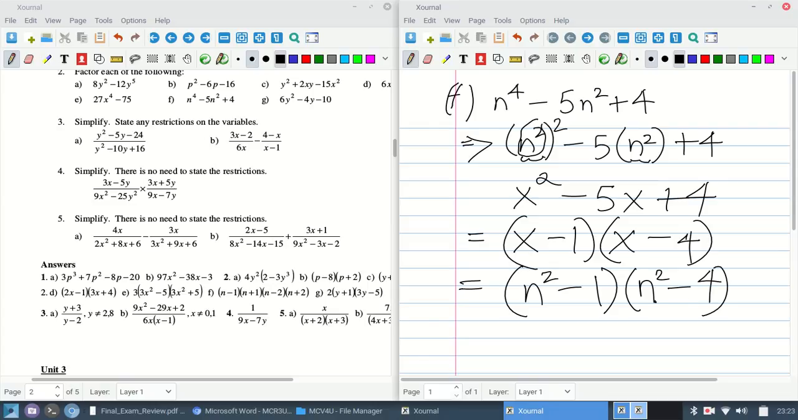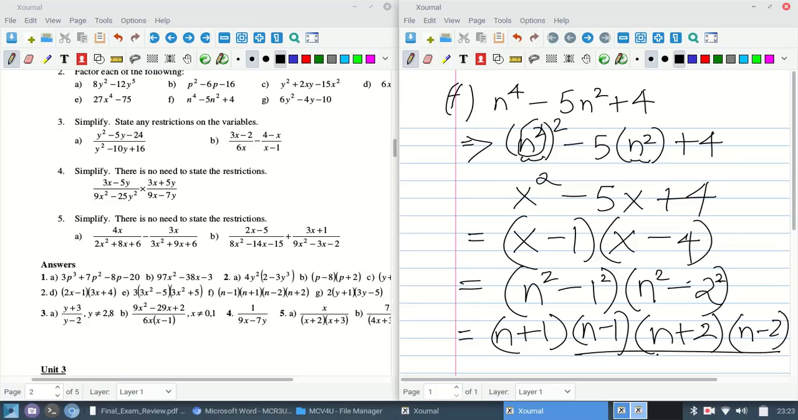Okay. So n squared minus 4 and n squared minus 1, they're both difference of squares, right? Because I can rewrite 1 as 1 squared. And I can rewrite 4 as 2 squared. Okay? So I can apply the difference of squares twice here. So in the end, I'm going to get, if a is n and b is 1, and a is n and b is 2, I'm going to get a plus b, a minus b. That's one difference of squares. And then the other one is a plus b, a minus b, and that is my final answer. Okay, so that's what I get.